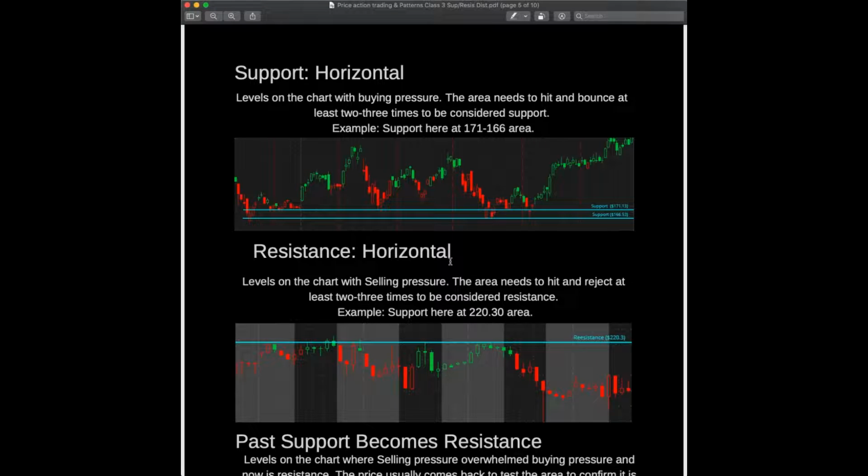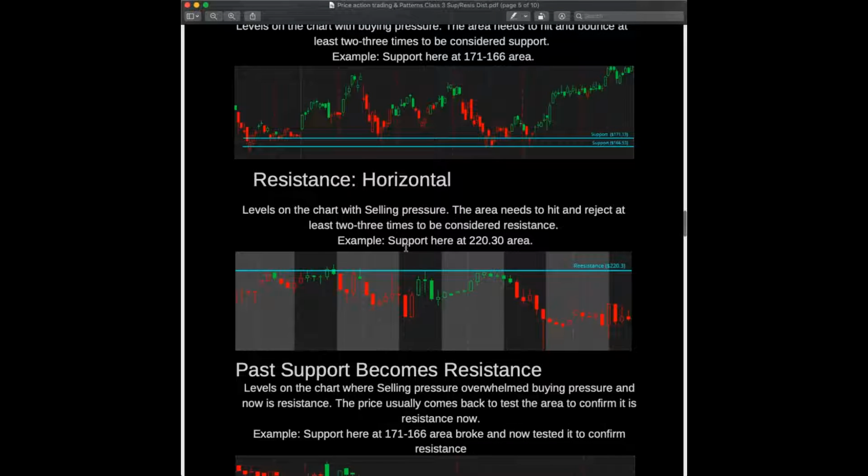All right. And now we have horizontal resistance. So levels on a chart with selling pressure. Now the area that hit at 220.30 needs to hit at least 2 to 3 times to be considered good resistance. Here we hit 1, 2, 3, 4, and then sold off. Okay.